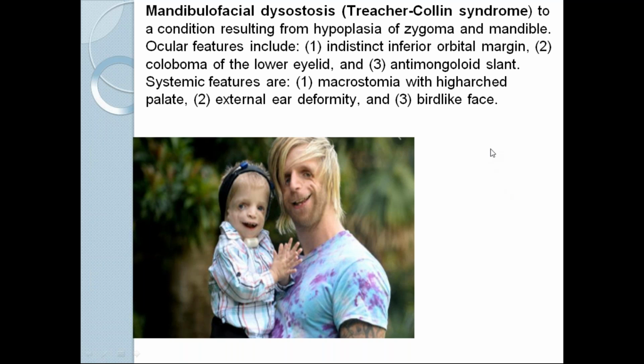The next one is mandibulofacial dysostosis. That is a condition resulting from hypoplasia of the zygoma and mandible. Ocular features include indistinct inferior orbital margin, coloboma of the lower eyelid, and anti-mongoloid slant, and the systemic features are macrostomia with high arched palate and external ear deformity. You can see in this picture all these features: external ear deformity and bird-like face.